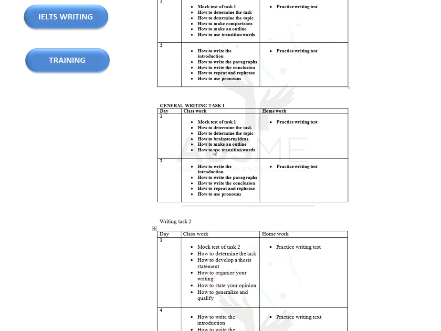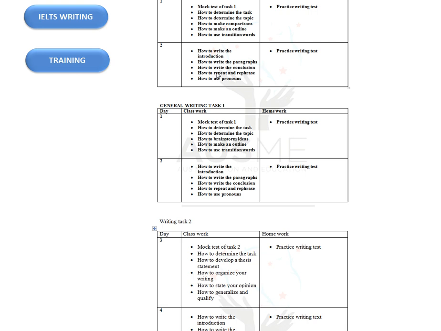And how to make an outline, so planning your writing, and then how to use transition words is again the general strategy, the general tip that we have in the academic IELTS as well. So I've written the same thing on the top and at the bottom, because it doesn't matter if you're an academic student or you're a general student, you need some general tips, and this is one of the general tips that you have for writing.